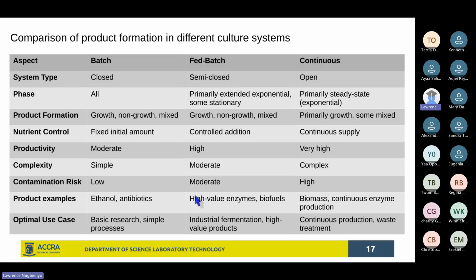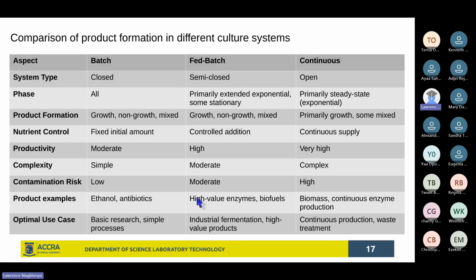Right. Now, this is to do some comparisons of product formation in different culture systems, because so far, from the last lecture, we've looked at the batch system, the fed batch system, and the continuous system. And so if you compare these systems in terms of product formation, what are some of the major differences that you find if you take into consideration different aspects of these systems?